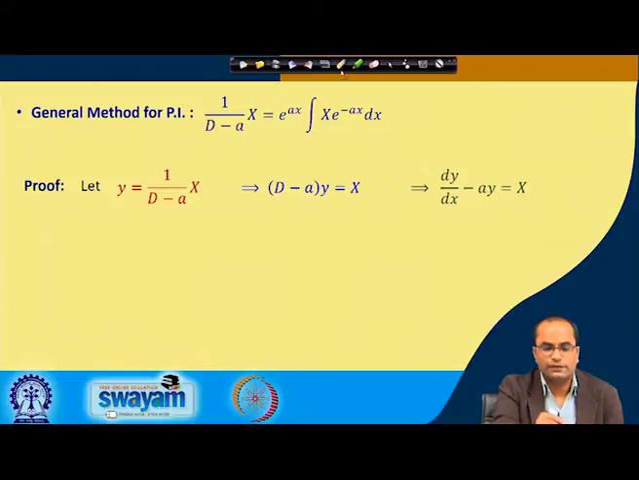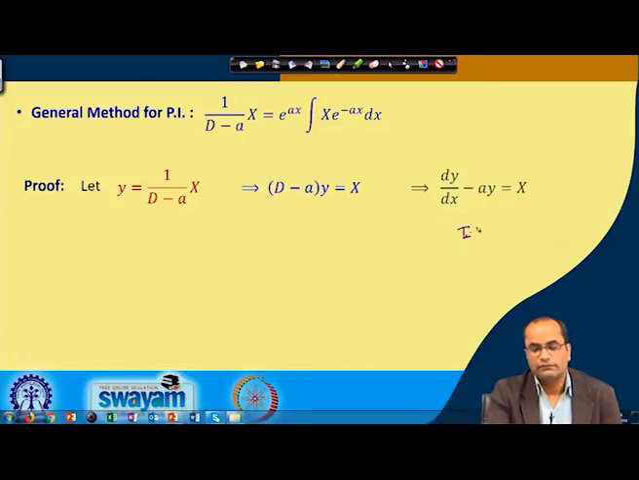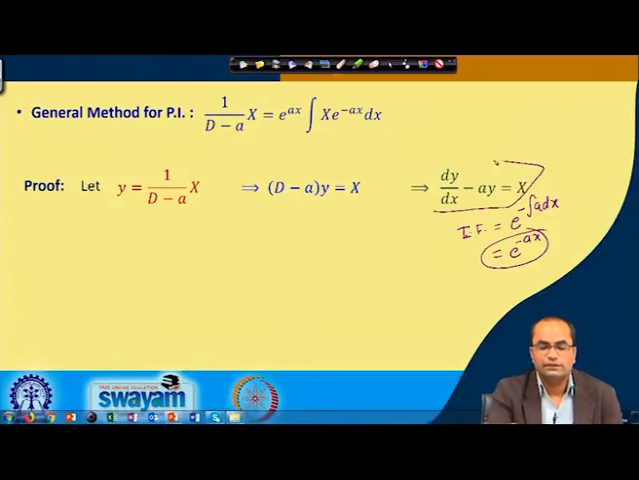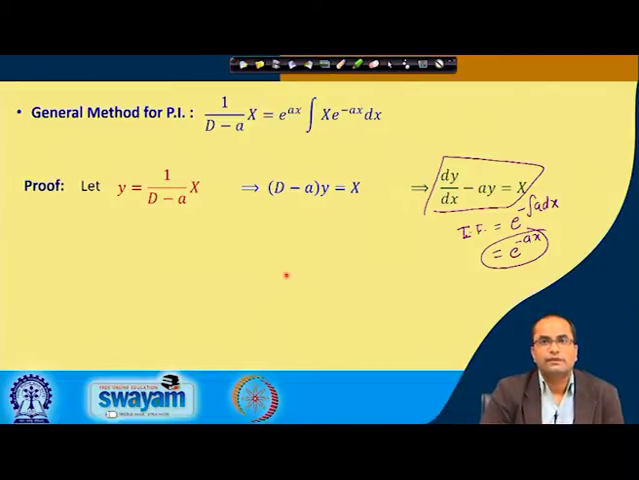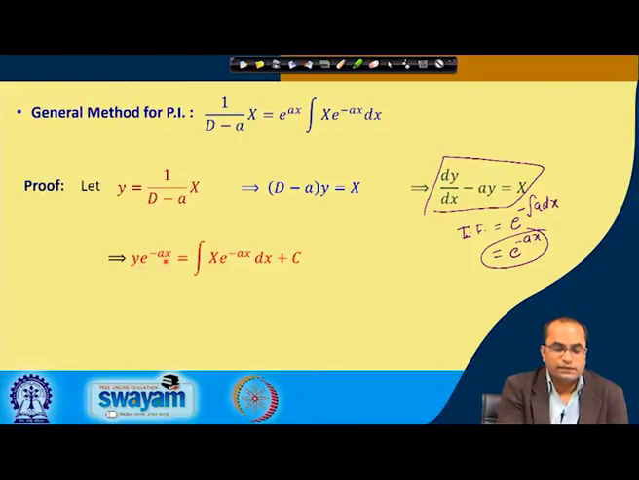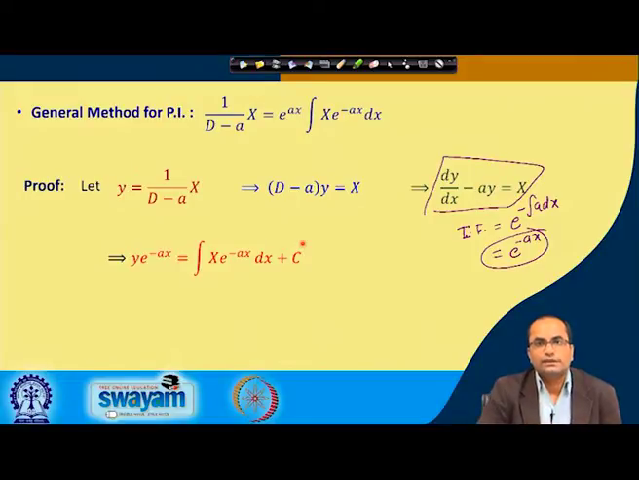Here we can now find the integrating factor. The integrating factor of this equation will be e to the power of the integral of minus a dx, meaning e to the power minus a x. Once we know the integrating factor, we can write down the solution, which was already discussed in the previous lecture. So, y times the integrating factor e to the power minus a x is equal to the integral of the right hand function X multiplied again by the integrating factor e to the power minus a x, integrated over x, plus a constant of integration.